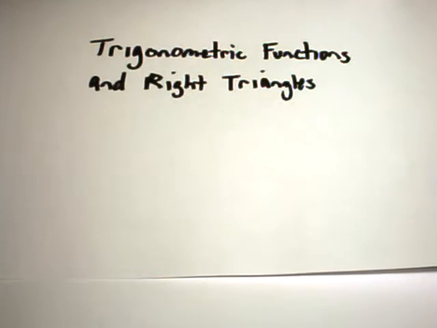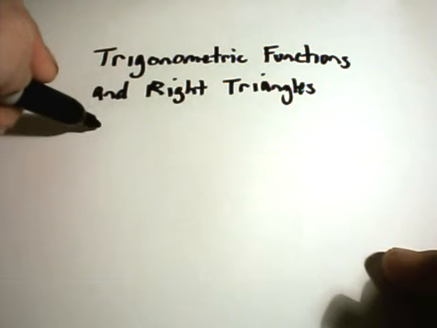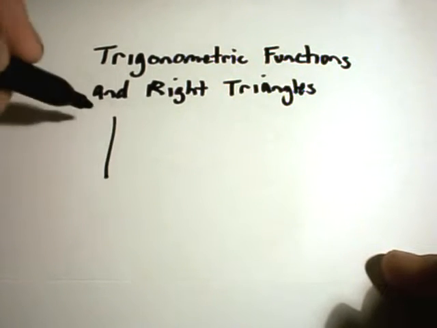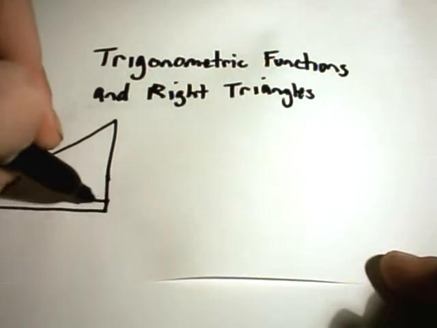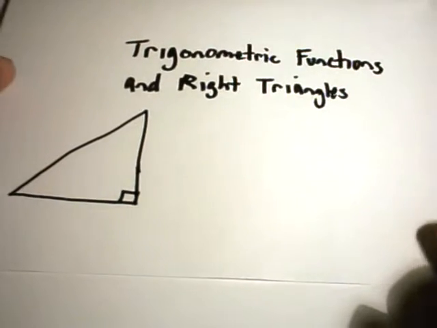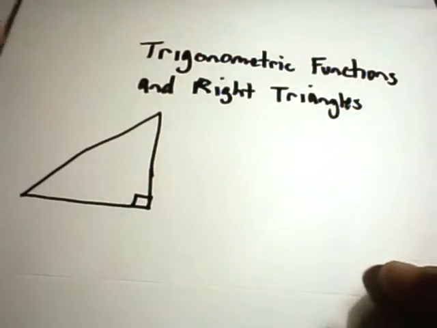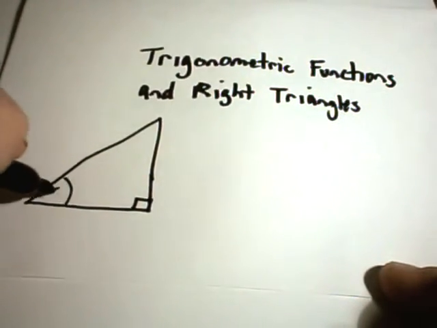Alright, in this video I want to talk about just trig functions and right triangles. So the idea is you have a right triangle, and so there's our 90-degree angle there on the bottom right. Not the best right triangle in the world, but I think you get the idea.